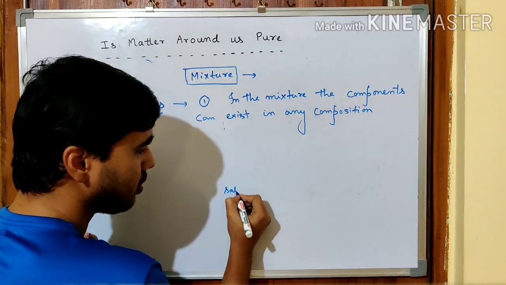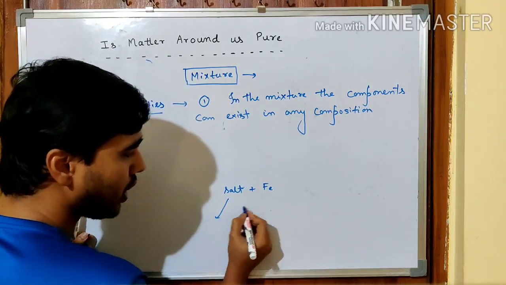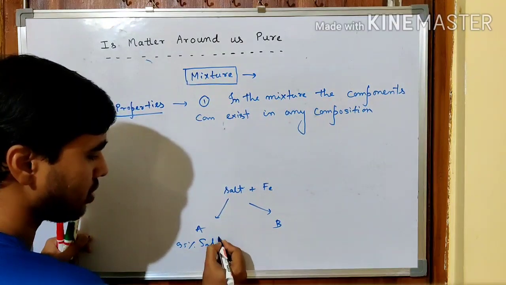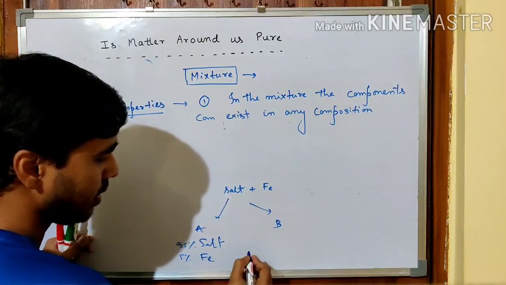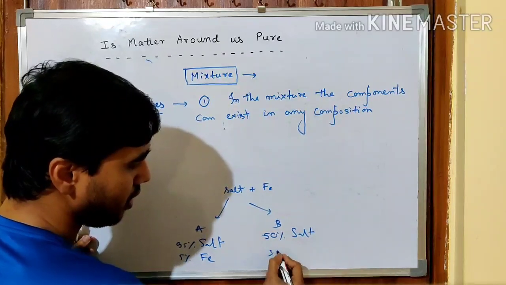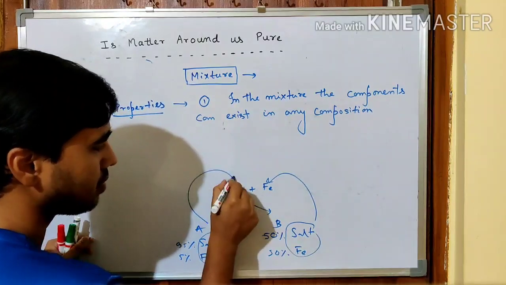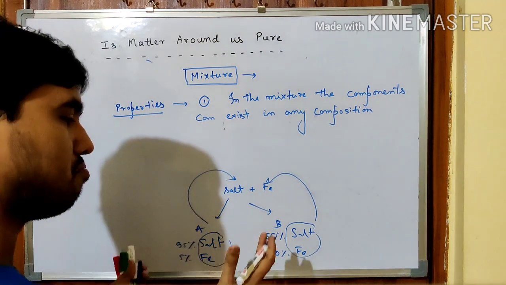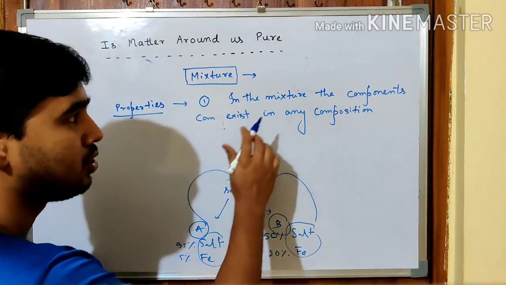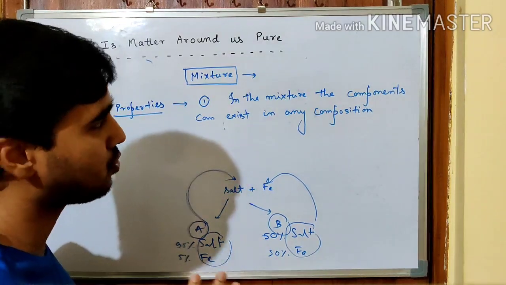Suppose you take salt and you take iron. So you can have two types of mixture, A and B. In the first case, you take 95% of salt and 5% of iron. In another case, you take half and half, 50% of salt and 50% of iron. Both will be mixtures of salt and iron, isn't it? So we can prepare the mixture in different compositions. This is one composition, this is another composition. So in the mixture, the components can exist in any composition. There is no hard and fast rule to it.